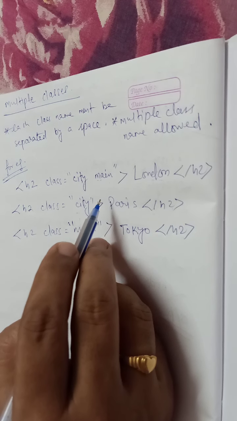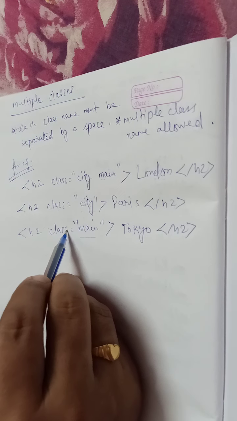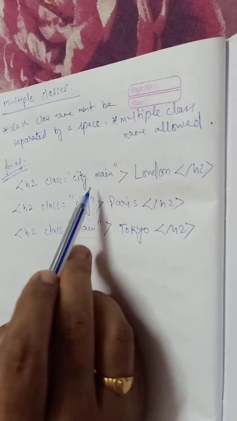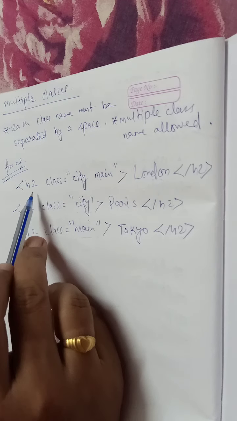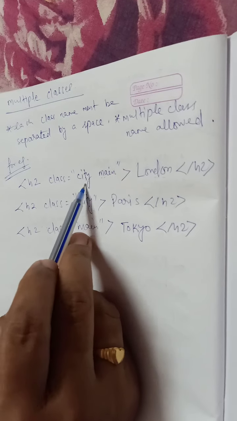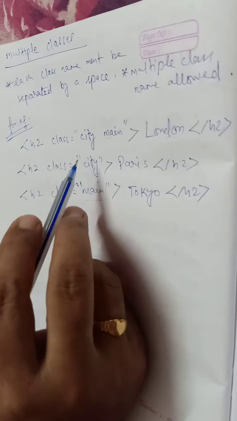Here we can also see that different tags can have the same class name. For example, this is one h2, this is another heading, but in both cases I am able to use my class name city.